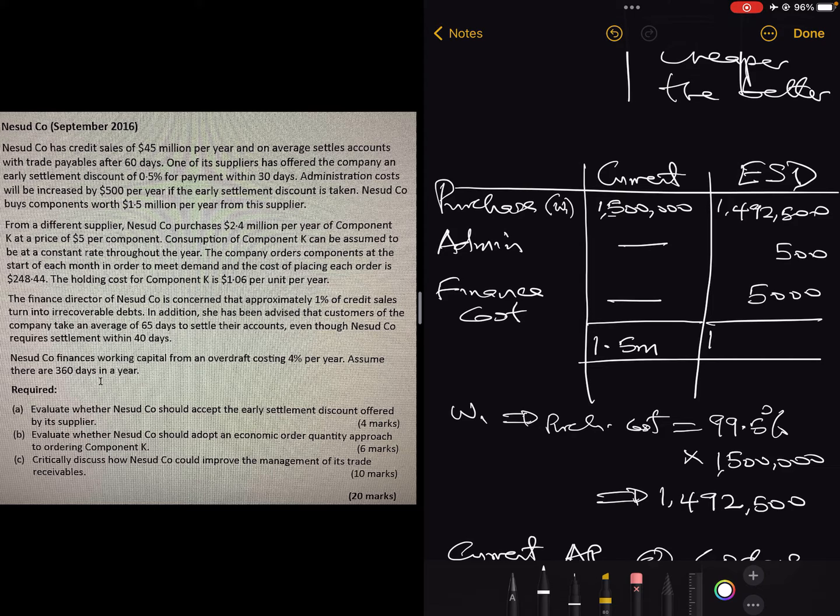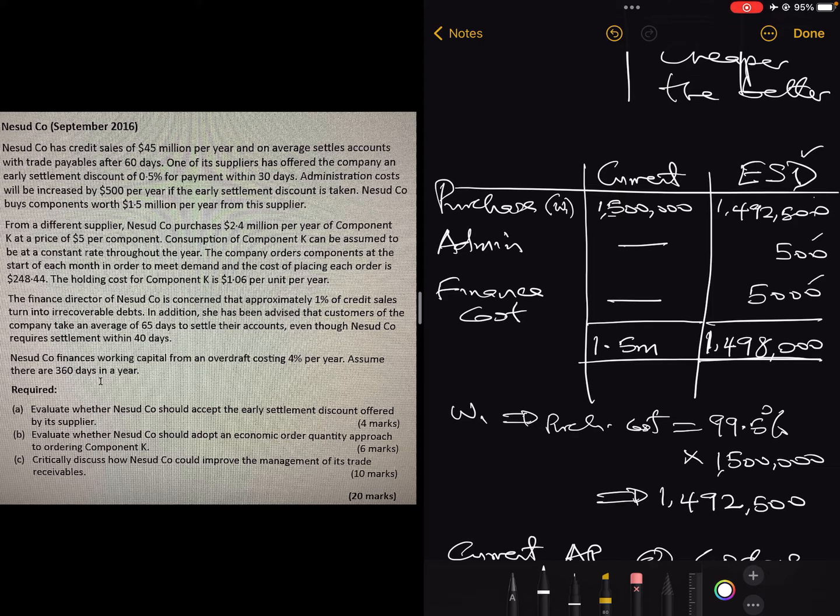1,498,000. So that's 1.498 million. So if we decide to take early settlement discount, we can see that our purchase cost has reduced, but our admin cost has gone up, and our finance cost has gone up by 5,000. But putting everything into consideration, the total cost attributable to this proposal is 1.498 compared to the 1.5 we currently have.